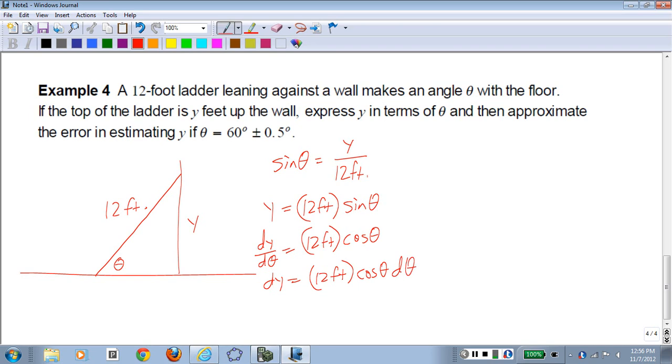Why did that change to the cosine? Oh, it took the derivative. Well, then why doesn't 12 become 0? Because it's a constant multiple rule. The derivative of a constant times the function is a constant times the derivative of the function. Oh. Yeah.